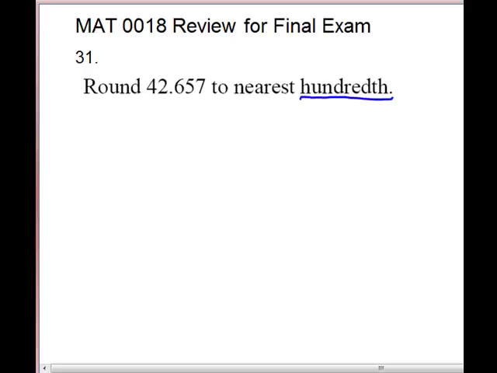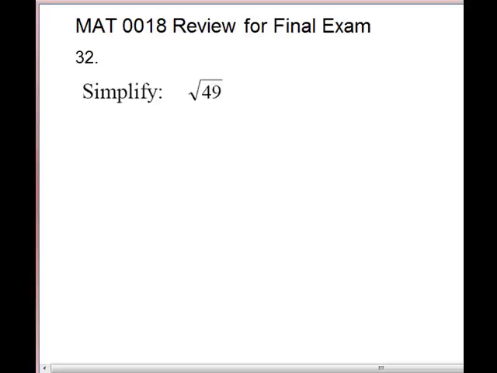31. We're going to round 42.657 to the nearest hundredth. Notice the TH ending, and so we're on the right side of the decimal. So first we'll find the hundredth spot. The 5 is the hundredth spot. It's the penny spot. You look at the digit to the right. If it's 5 or higher, it will send you up. So it is going to send us up. So 42.66.